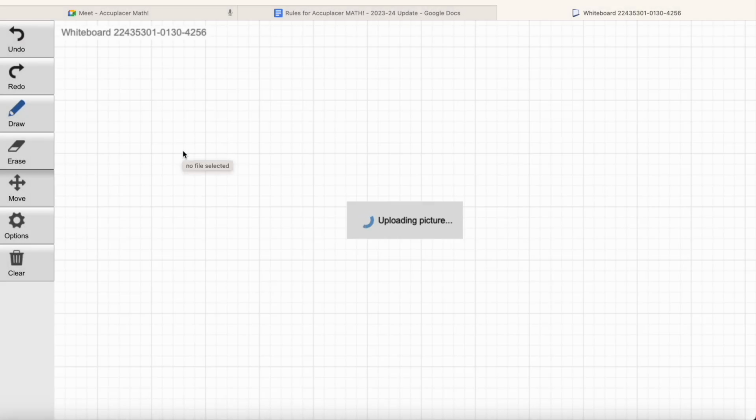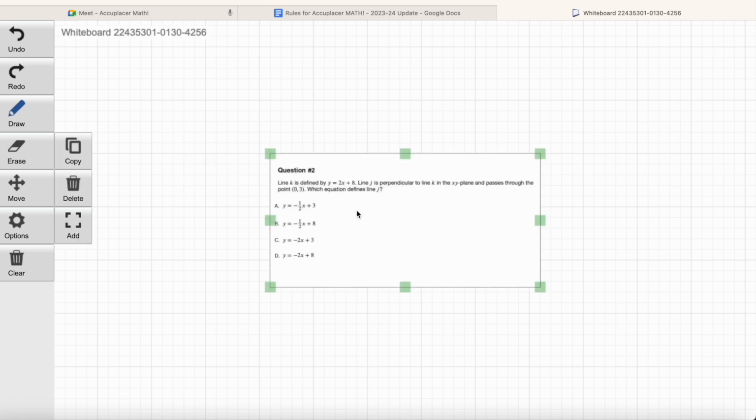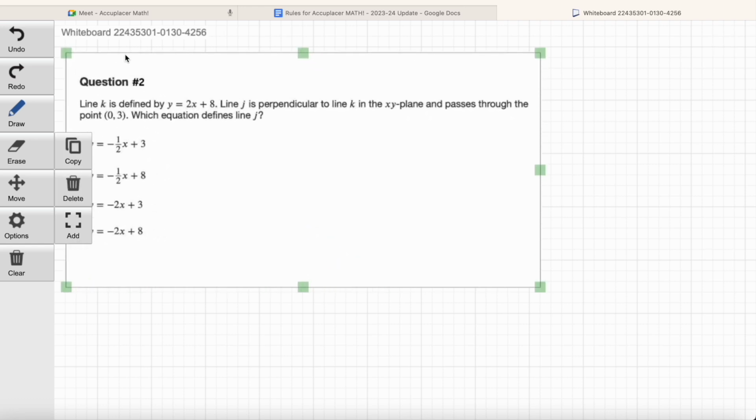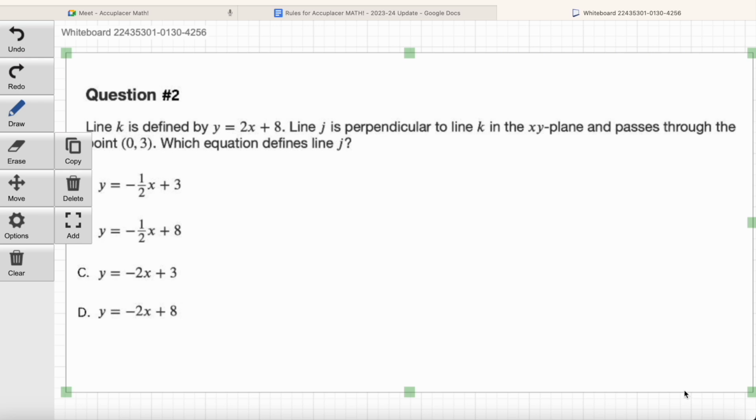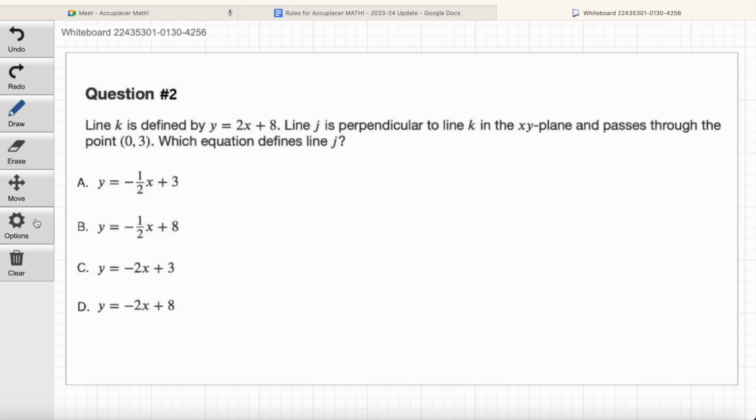Ooh, this one's a little tricky. We're going to be talking a little more graphing here. Right. And go ahead and read question number 2 when you see that on the screen.